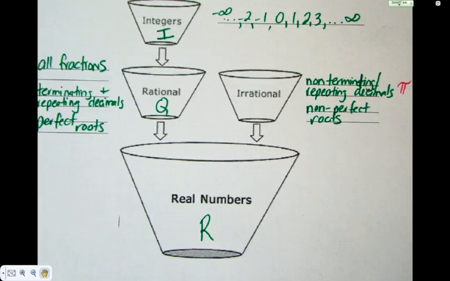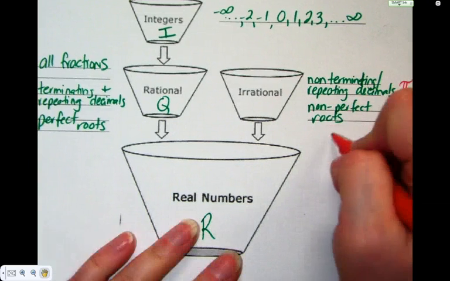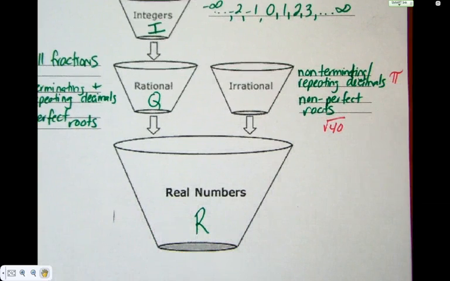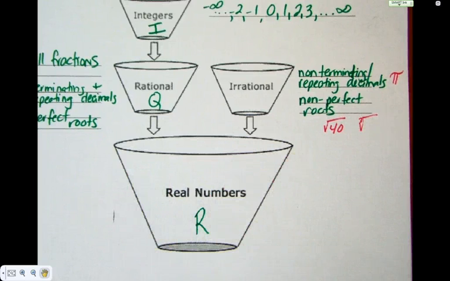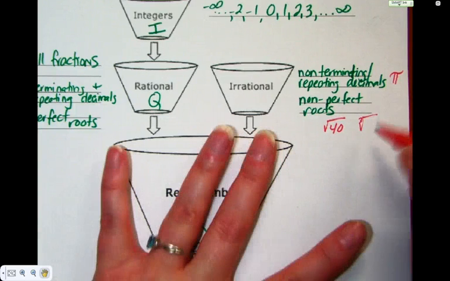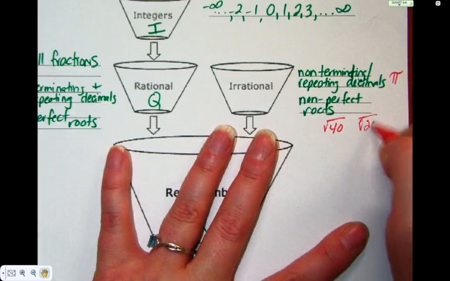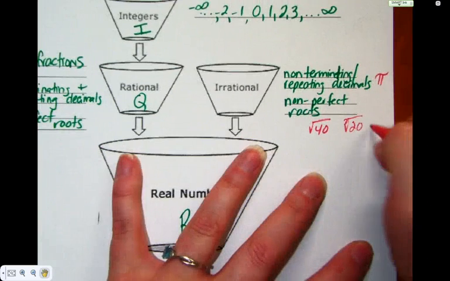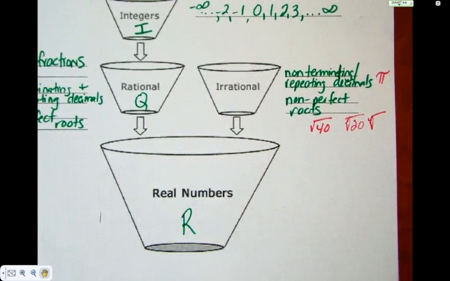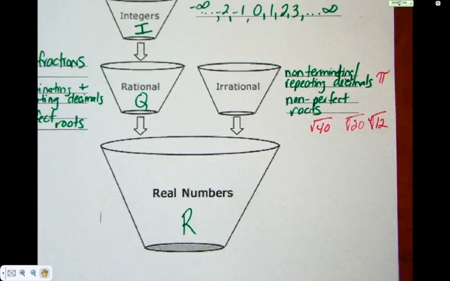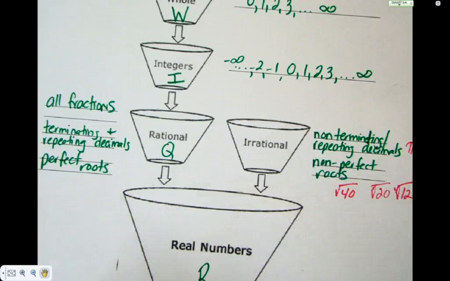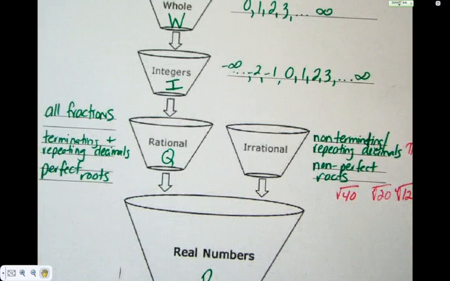Well, that's what we spent yesterday estimating. So an example of a non-perfect root would be square root of 40. Cube root of, give me an example of a non-perfect cube root. 20, great example. The fourth root of? 12, great example. All of these families come together and they all make up the real numbers. Do you kind of remember this from last year? Kind of? No? Surprise, number families.